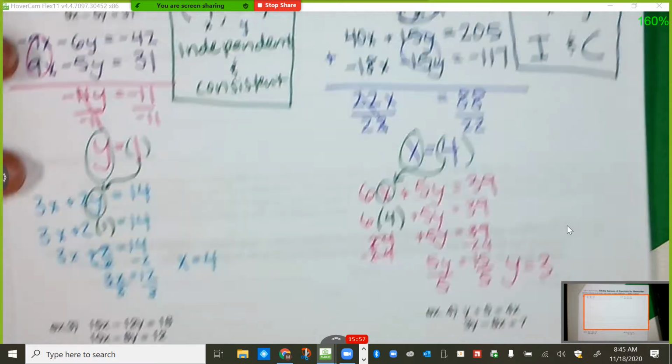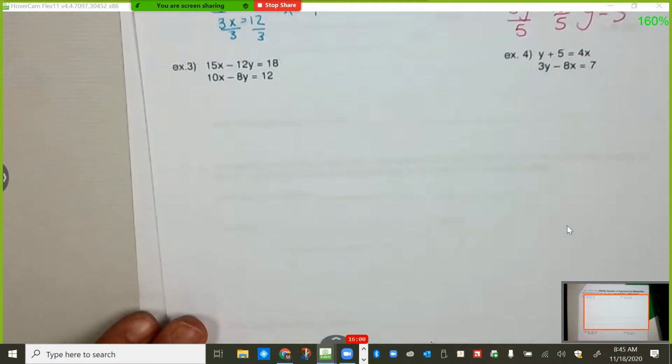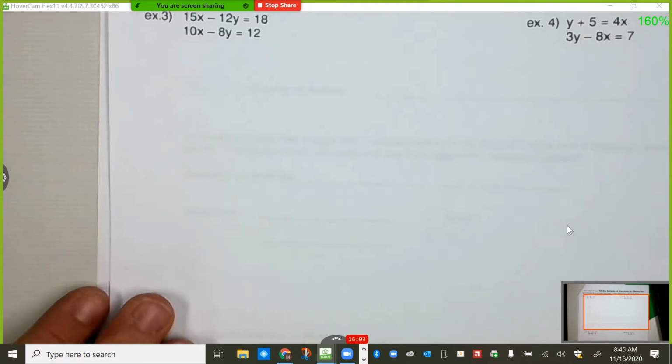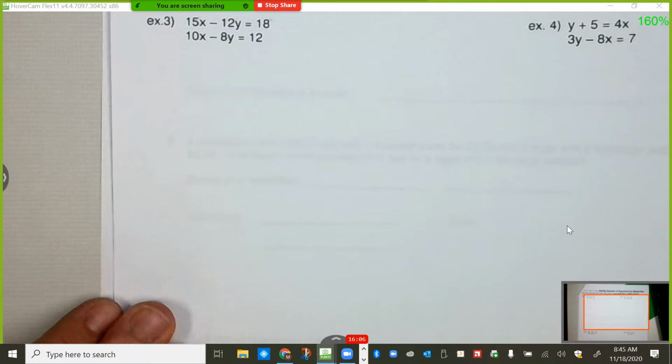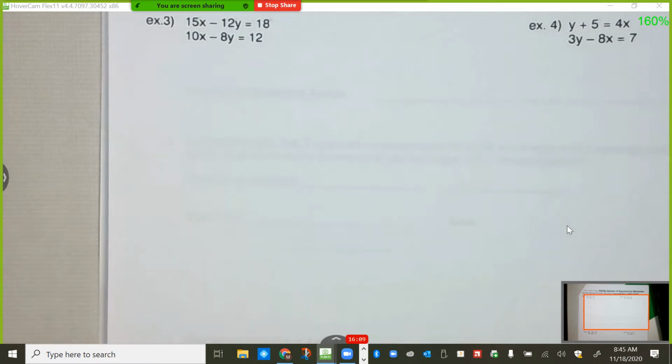Okay, let's look at number 3. What are we going to do? We need to make a zero pair. Okay, so what do you want to cancel, x's or y's? Y. It doesn't really matter because we're going to have to multiply both equations. So what can the x's or y's both become? X's can both become 30. Okay, so let's do x's.